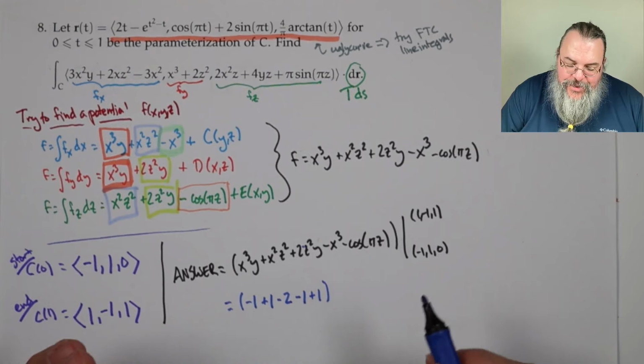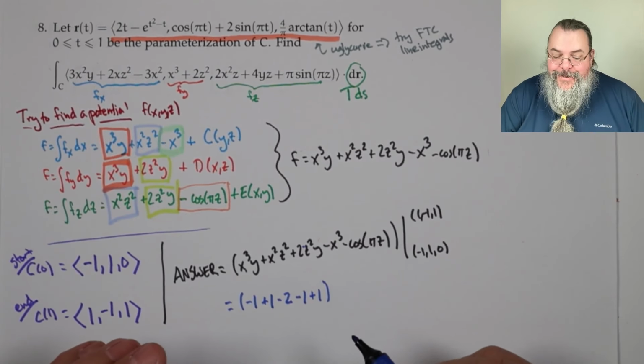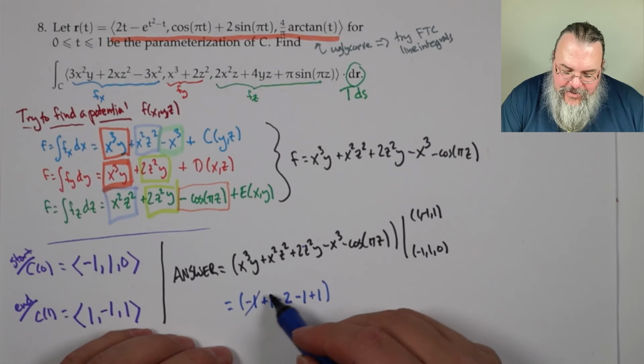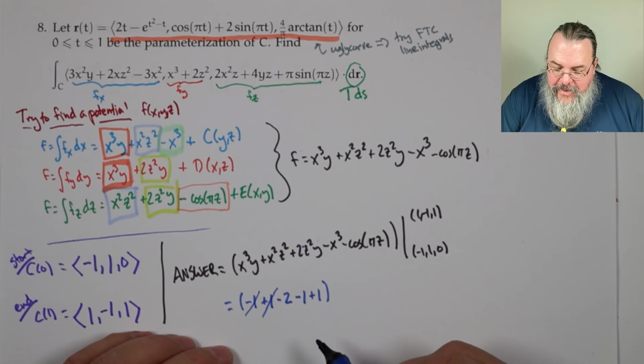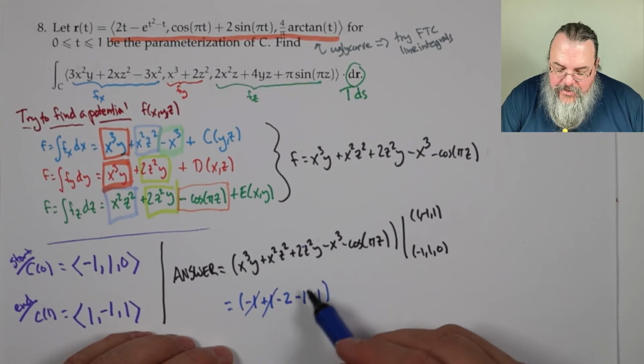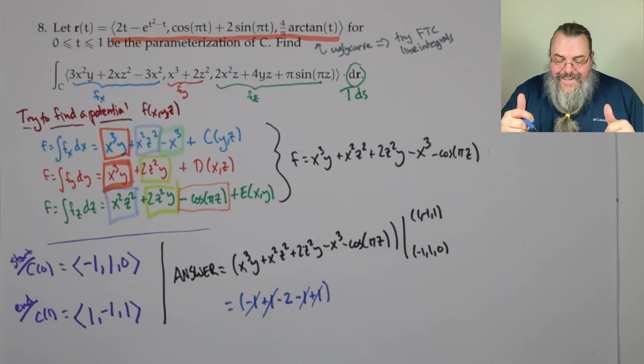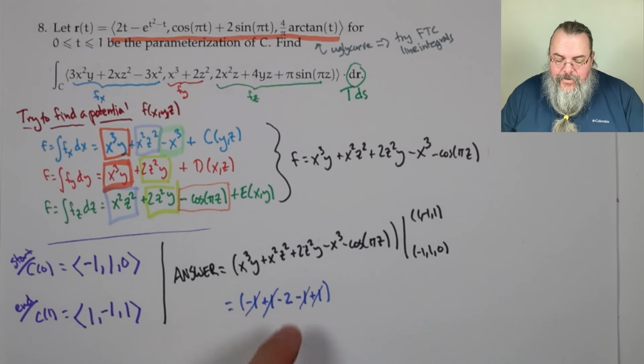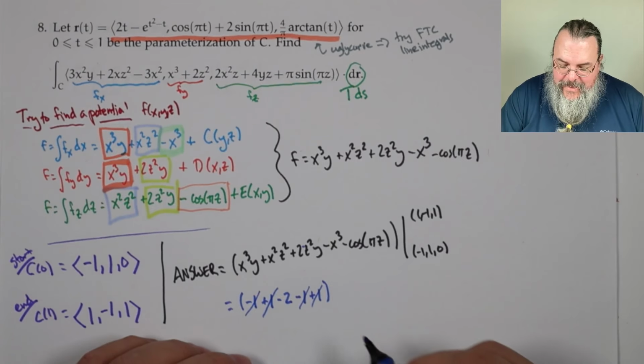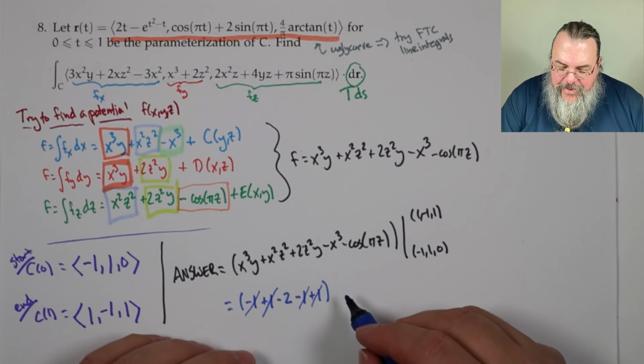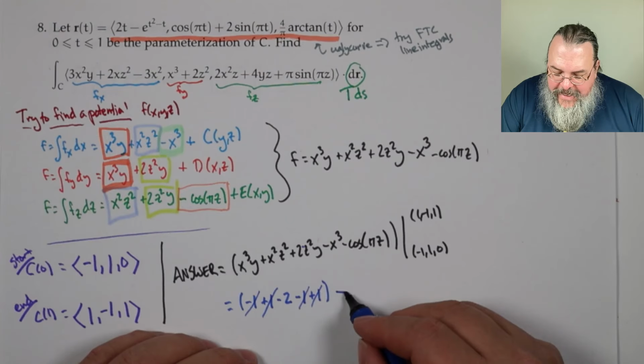Now, some good news. We could use some good news. Those cancel, and also these cancel. Nice. So it becomes minus 2. In the first part, that's what's left. But don't forget we're subtracting.